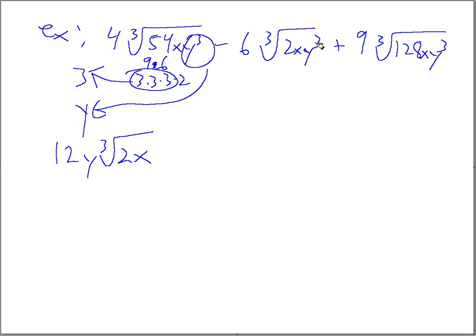Let's look at the second one. Well, that's pretty easy. Just take out the y in that case. Again, 2x stays inside, so you have 6y times the cube root of 2x inside. So far these two are like terms, as you can see.